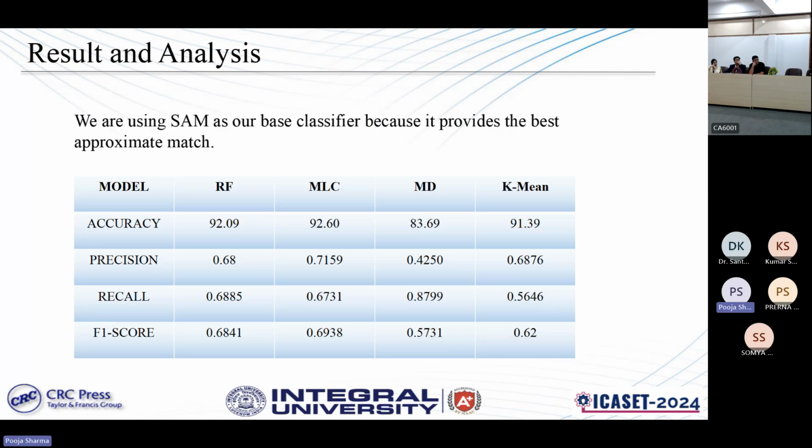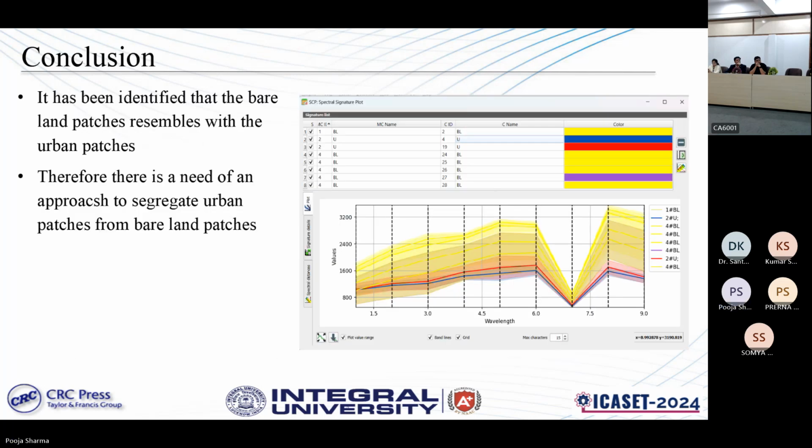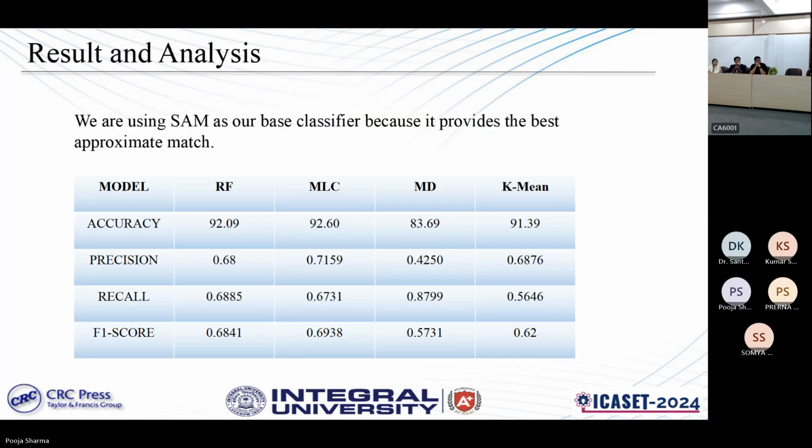So here are the accuracy results of different algorithms, which are RF, MLC, MD, and K-means. Here MLC shows the best approximate result. The K-means also shows an accurate result, but it only depends on random clustering, so we cannot consider K-means here.